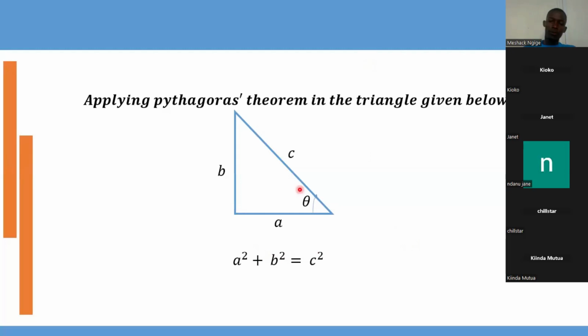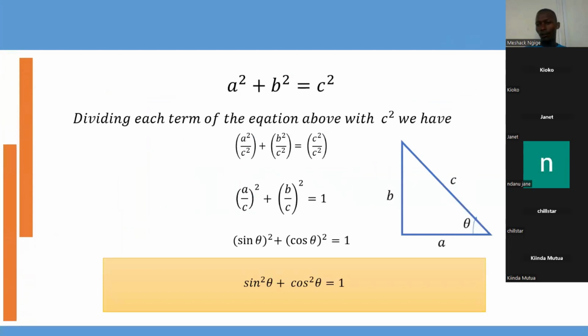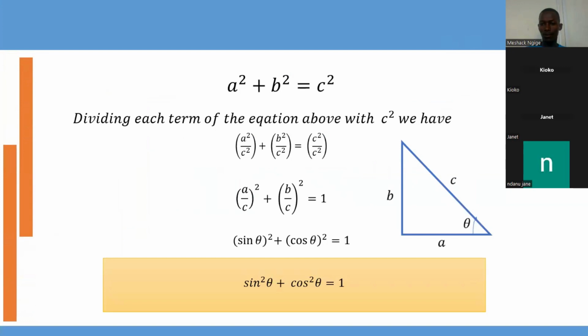So from the Pythagoras theorem, I think you have all this. Now let's check what you have gotten from this. We are supposed to divide both sides by a squared.